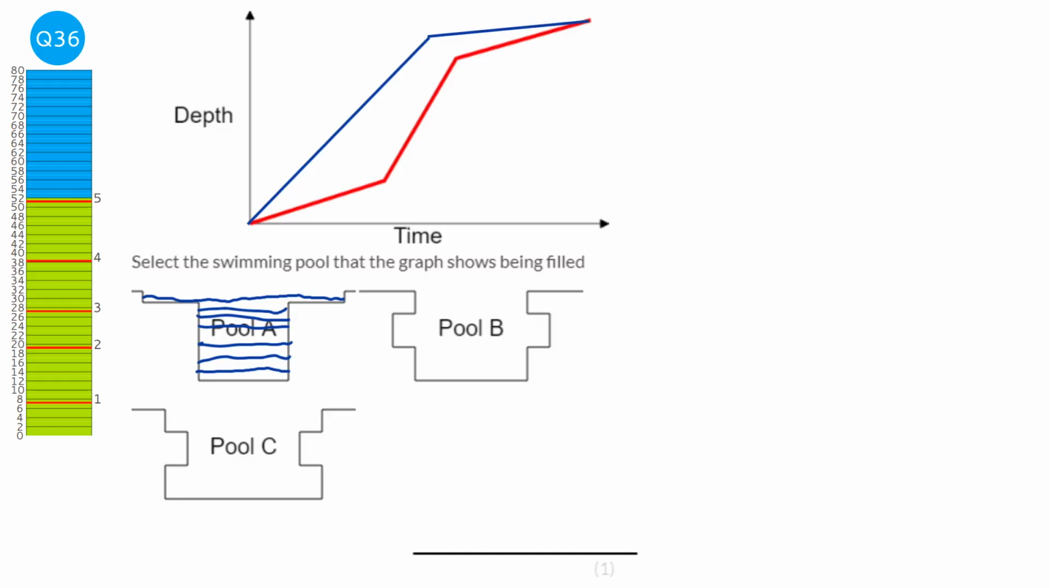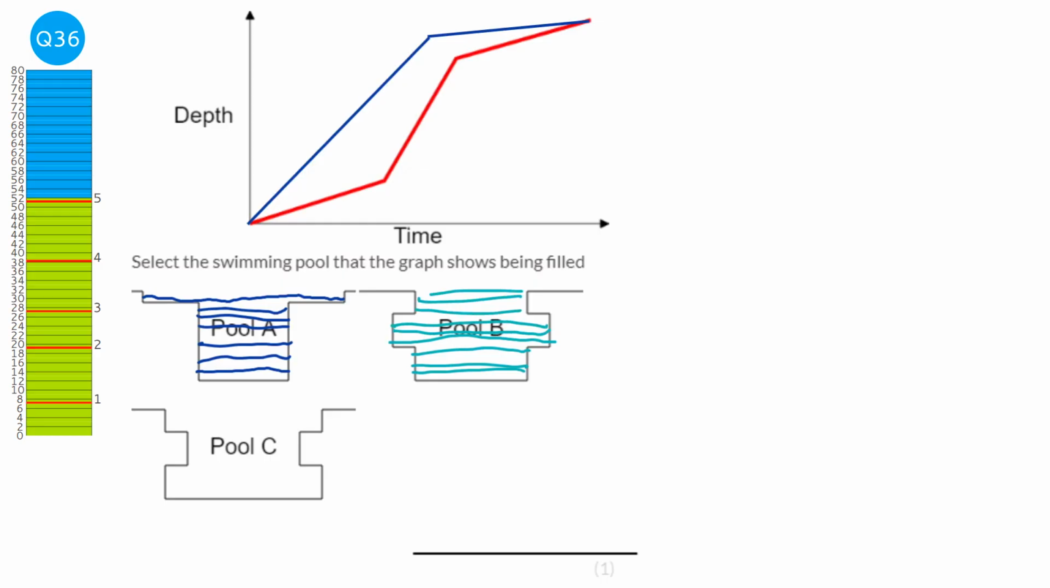And that doesn't really describe, the red graph doesn't really describe that at all. So for pool B, we start off actually quite quickly because it's quite thin, and then we have a wider bit here, so it will go slower here, and then we go quickly again.